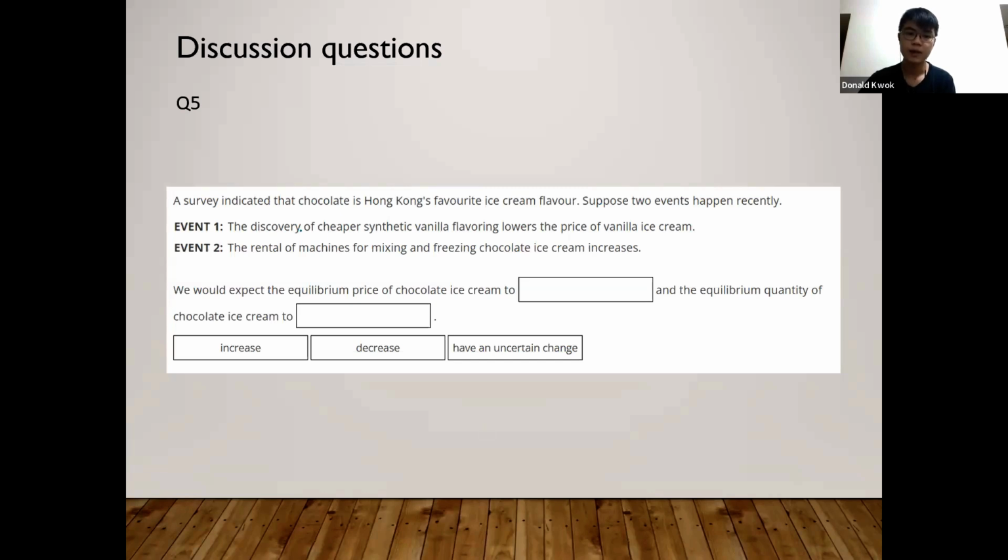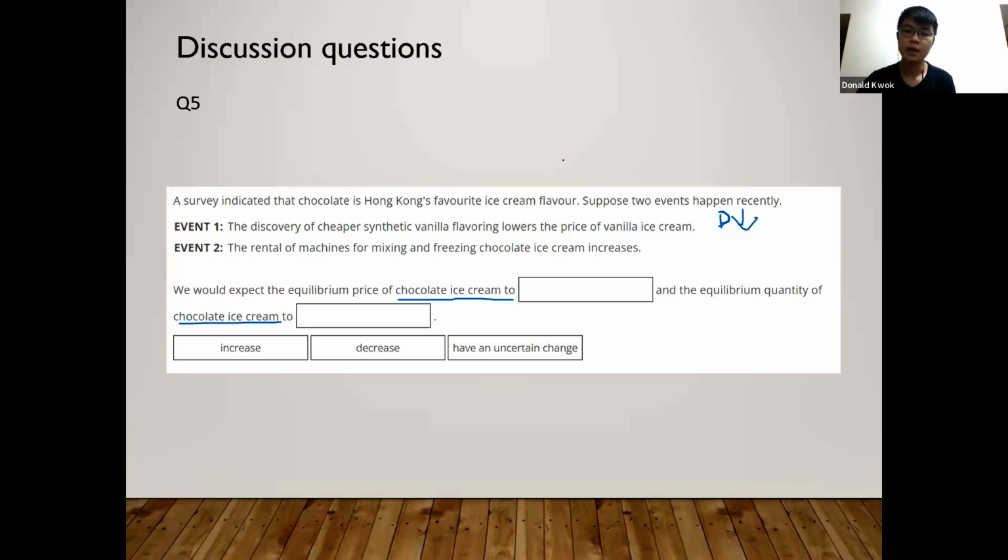Okay, so event 1, the discovery of cheaper synthetic vanilla flavoring lowers the price of vanilla ice cream. So by the way, we are considering the market of chocolate ice cream in this question, right? Okay. So obviously, vanilla ice cream and chocolate ice cream are substitutes for each other. So if the price of vanilla ice cream falls, then people would consume more vanilla ice cream and shift away to consume less chocolate ice cream. So the demand for chocolate ice cream would fall.